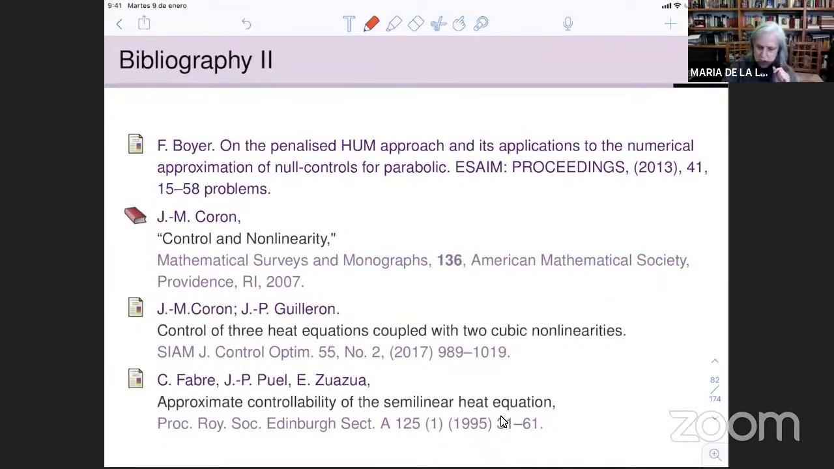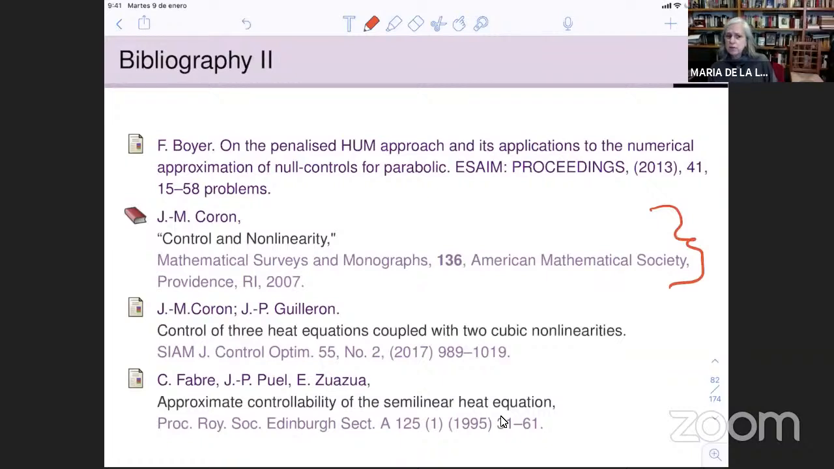You have this beautiful book from Jean-Michel Coron that talks about control and nonlinearity. If you just Google Jean-Michel Coron and go to his webpage, you find there the PDF of the book. So it's an open link for everybody.